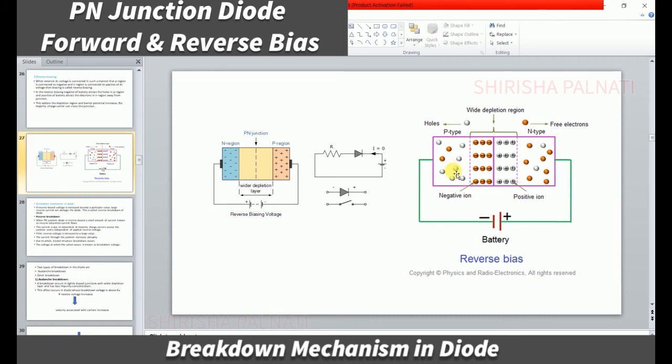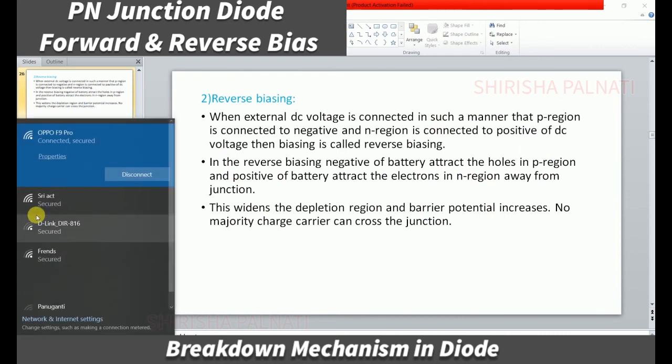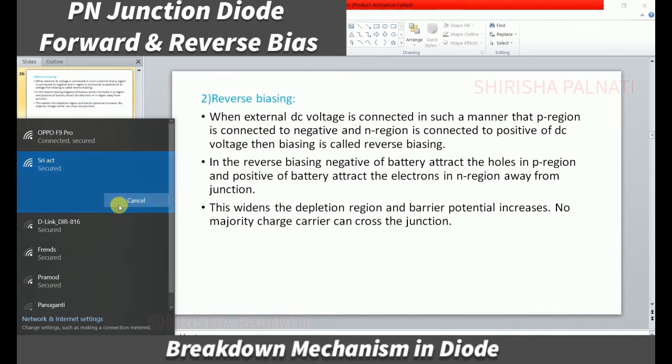In the n type also there are some majority charge carriers as well as some minority charge carriers. In the p type, the minority charge carriers are the holes, sorry, electrons, right? So there is negative charge. So this negative charge is connected to the negative terminal, right? And in the n type we have minority charge carriers, the holes, so positive charge carriers are present. This positive charge is connected to the positive terminal. So this way the minority charge carriers move towards the junction. That's why a little bit of current flows in the reverse bias PN junction diode.